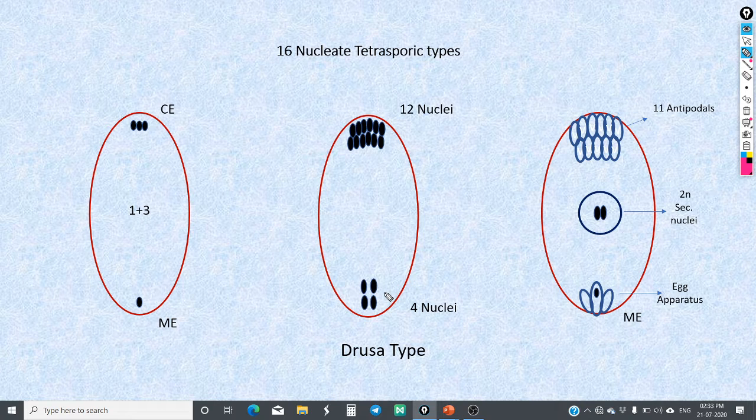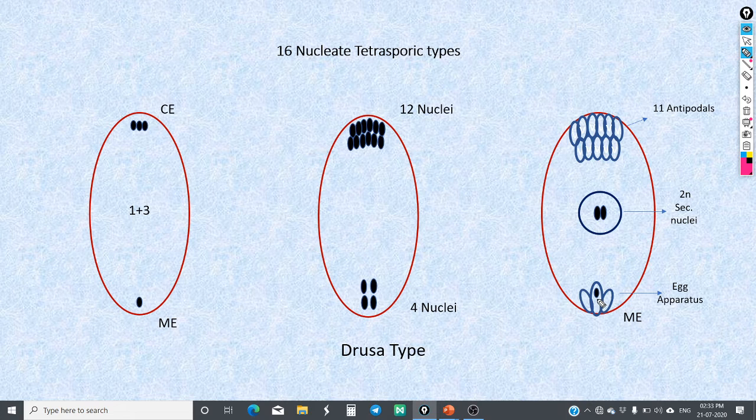And one from each end, that is from the chalazal end and from the micropylar end, move towards the center to form secondary polar nucleus. Here the secondary polar nucleus is diploid in nature, because only one nucleus from each end moves towards the center and fuses together. And the remaining three, which are present at the micropylar end, develop the cell membranes and they form the egg apparatus. In egg apparatus, you can see the three cells.